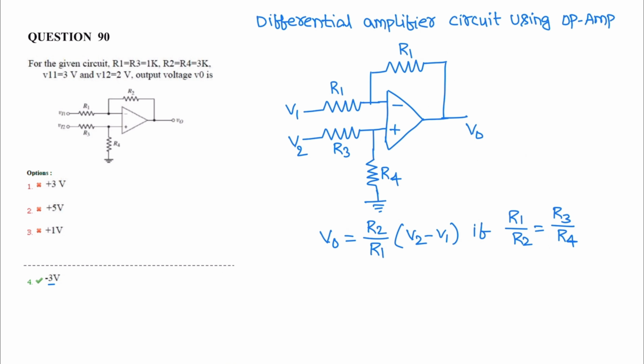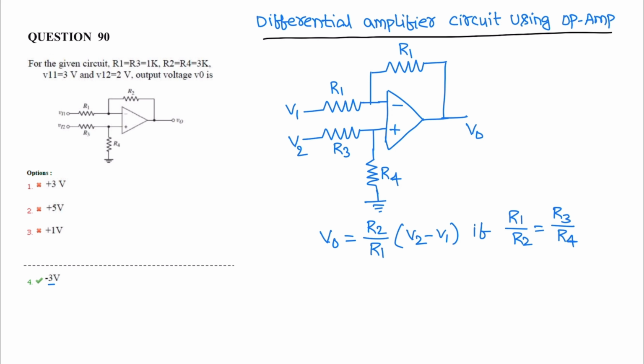Given R1 is equal to R3 is equal to 1 kilo ohm and R4, R2 are 3 kilo ohms. This R4 and R2 are 3 kilo ohms, R1, R3 are 1 kilo ohm, input resistors are 1 kilo ohm, and V1 is 3 volts, V2 is 2 volts. What is the output voltage? So the given circuit is a differential amplifier circuit designed using an operational amplifier. V1, V2 are the input voltages applied to inverting input terminal and non-inverting input terminal respectively.